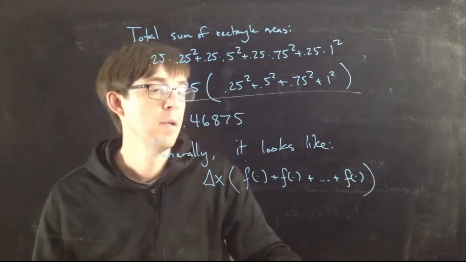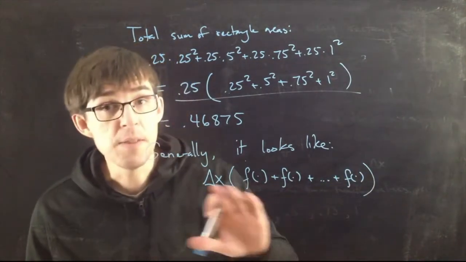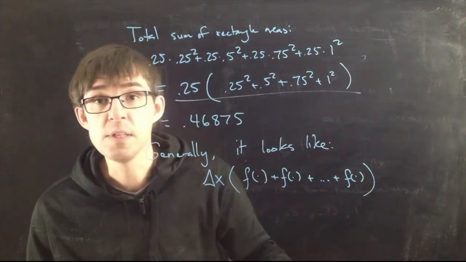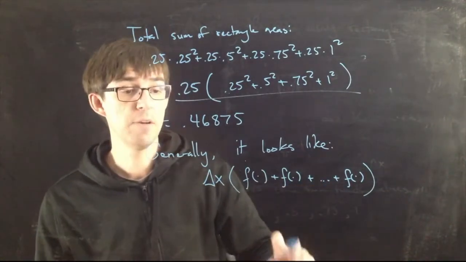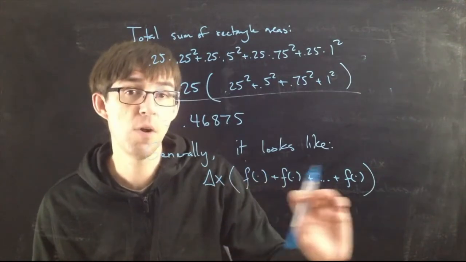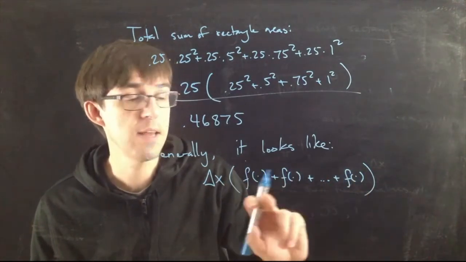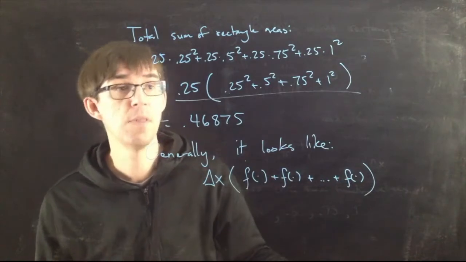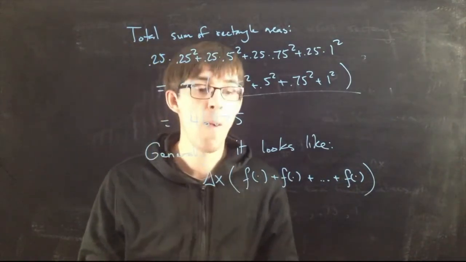All right? Generally speaking, this is how you're going to do one of these things where you're adding up the rectangle areas. You put the delta x on the outside because that's the base, and then you add together all the heights. And these are the heights. They are determined by values of the function. Okay?